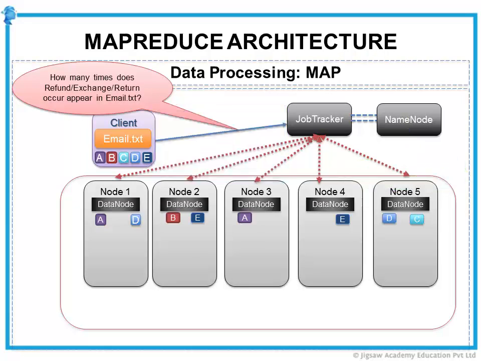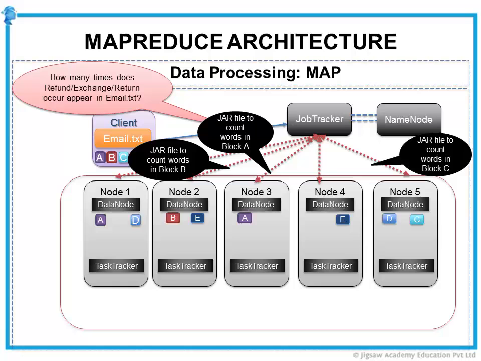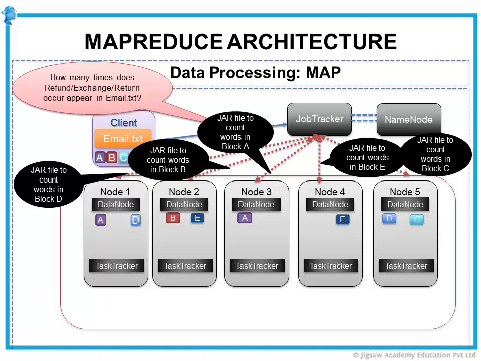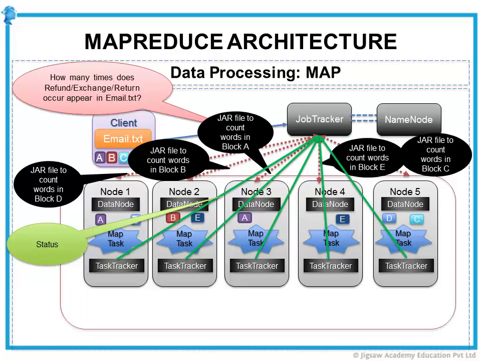Remember, we have a task tracker running on the nodes of the cluster that does the processing. So the job tracker provides the selected task trackers with the Java code, that is the jar file required to execute the map computation on their local data of the blocks of the file emails.txt. Now the task tracker on those nodes start a map task, and they monitor the progress as well. The task tracker provides heartbeats and task status back to the job tracker.